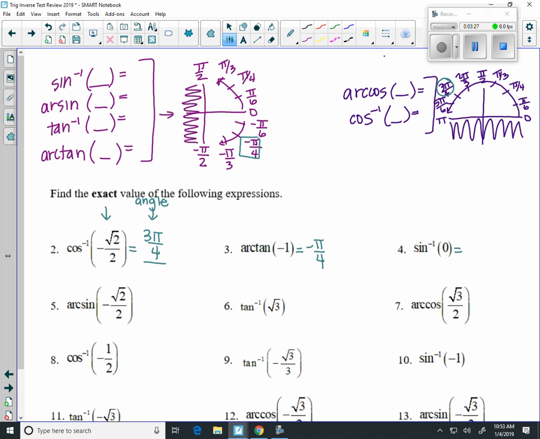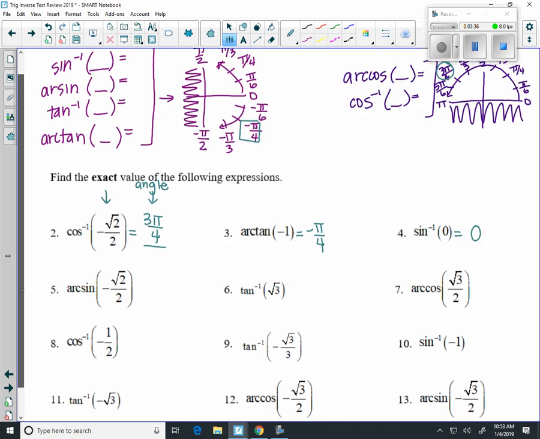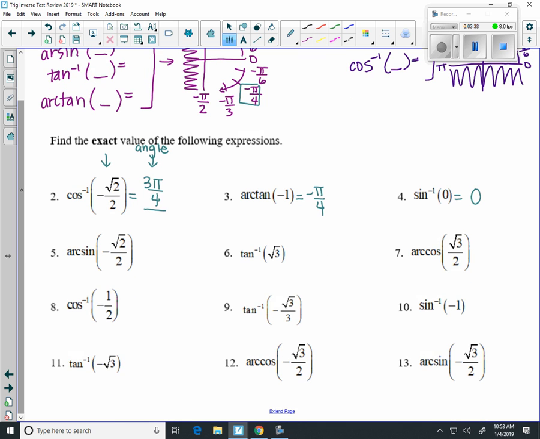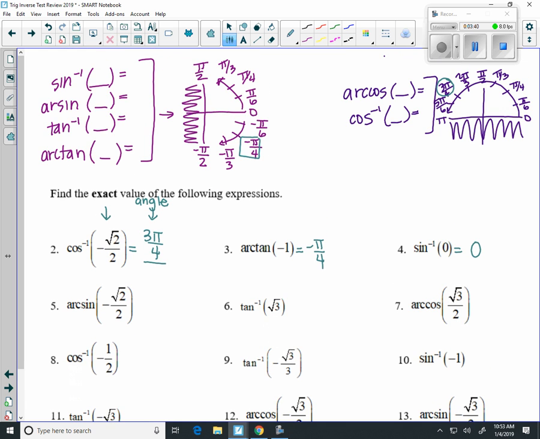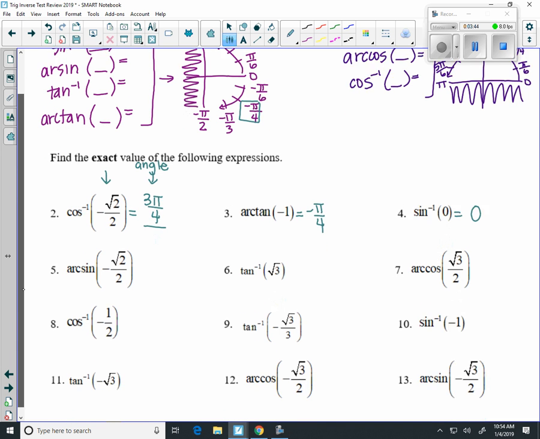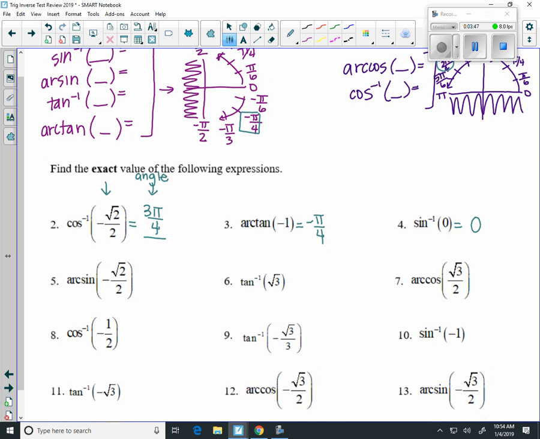Remember, we're very restricted. Where is sine 0? Sine is 0 at 0. We're not answering with two values. We're just answering with that one single value. Each input has one output here. Where is sine negative radical 2 over 2? That is at negative pi over 4. Again, that is the only answer. If you answer with any other fourth, it is not correct.